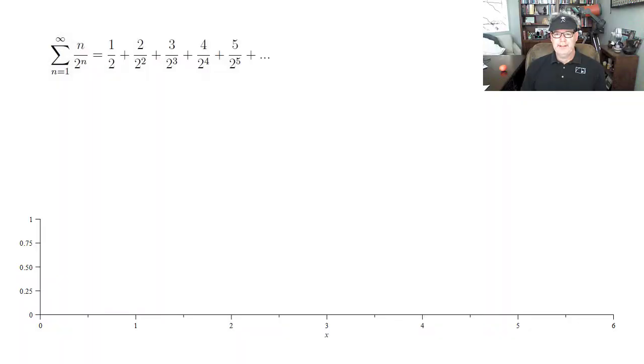Good day, everybody. Today I want to look at finding the infinite sum of n over 2 to the n without using calculus. And this is a way that was shown to me by Professor David Pengelly, now Professor Emeritus.